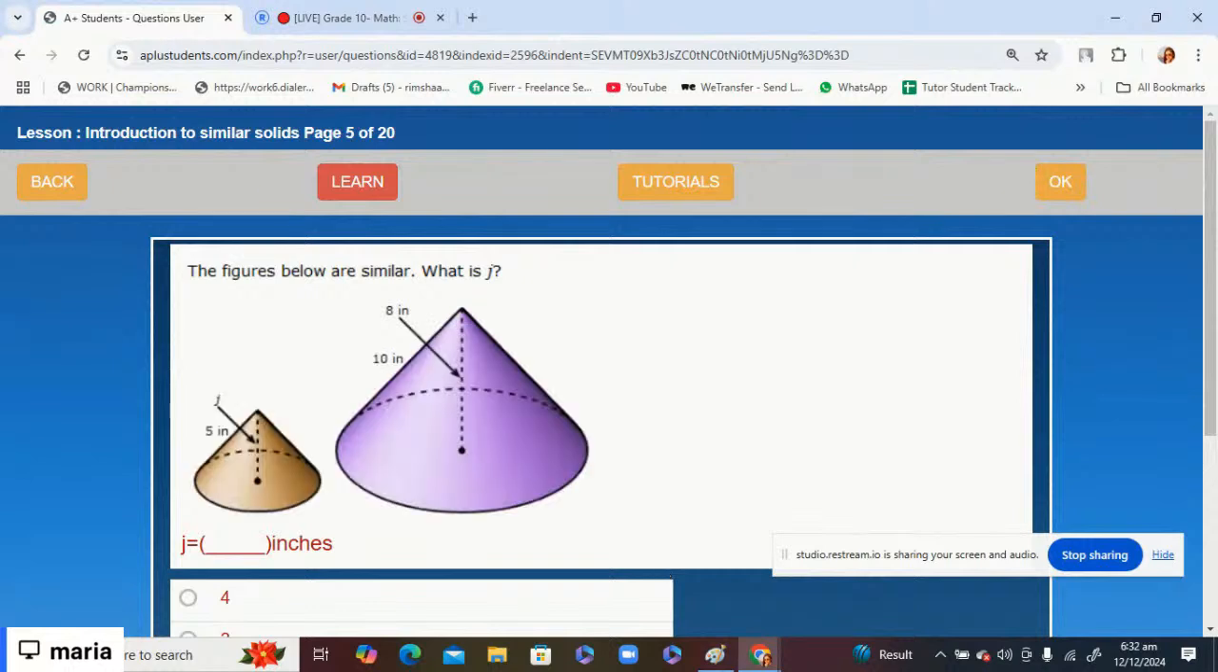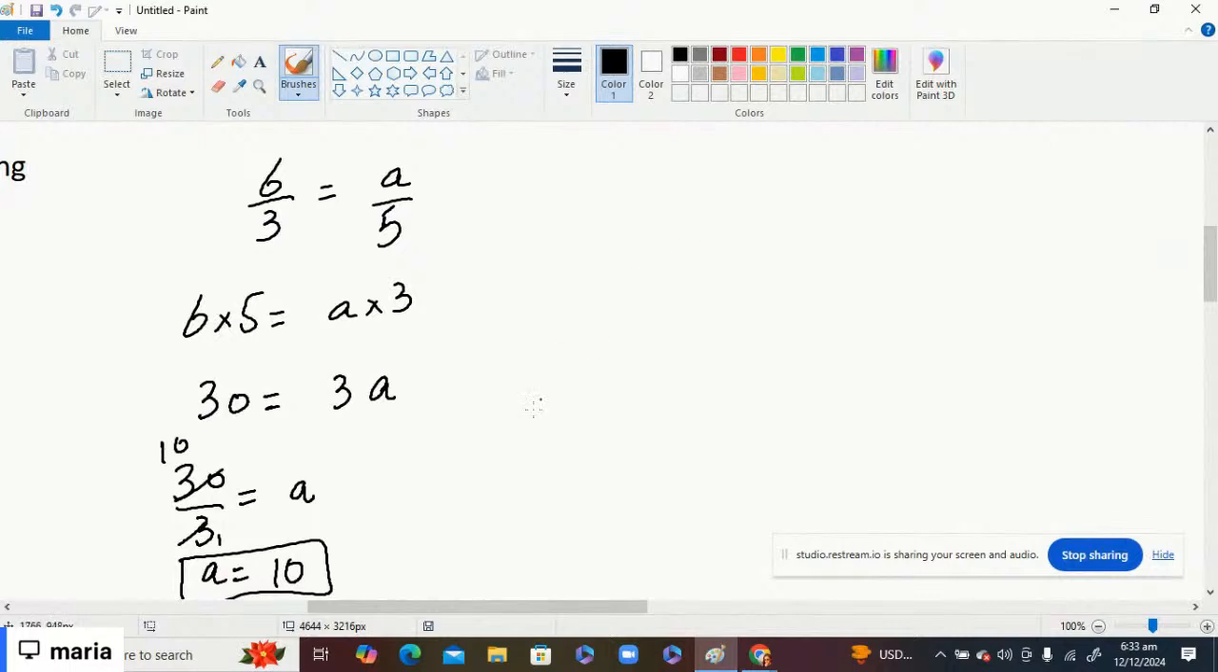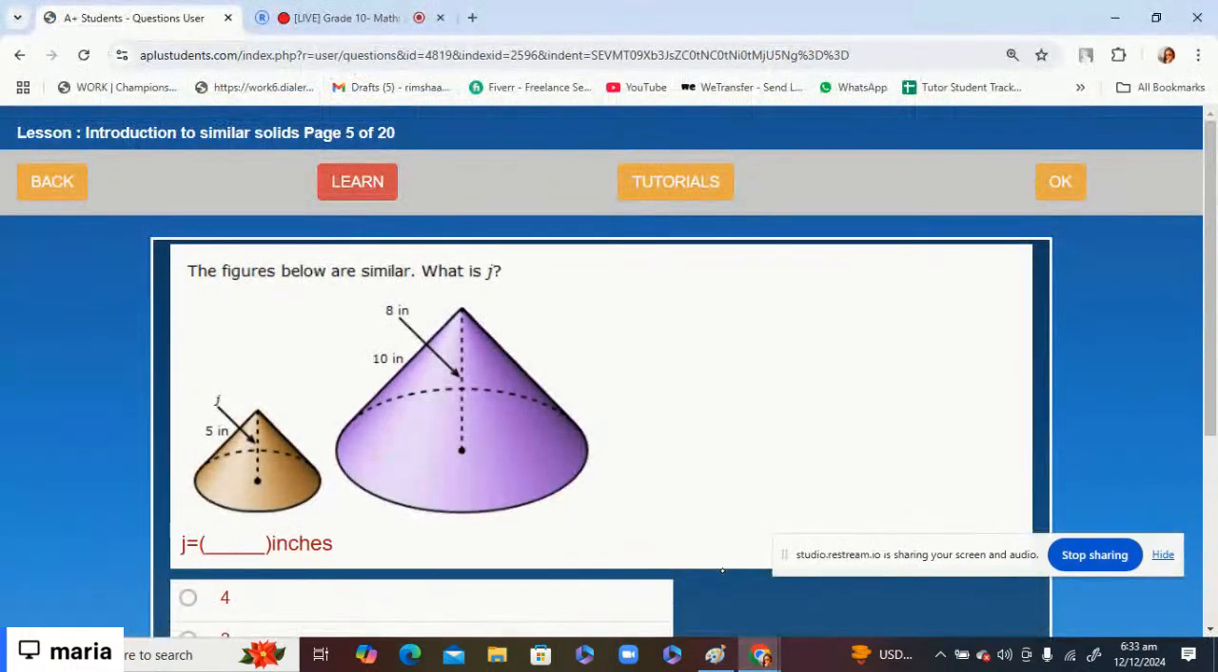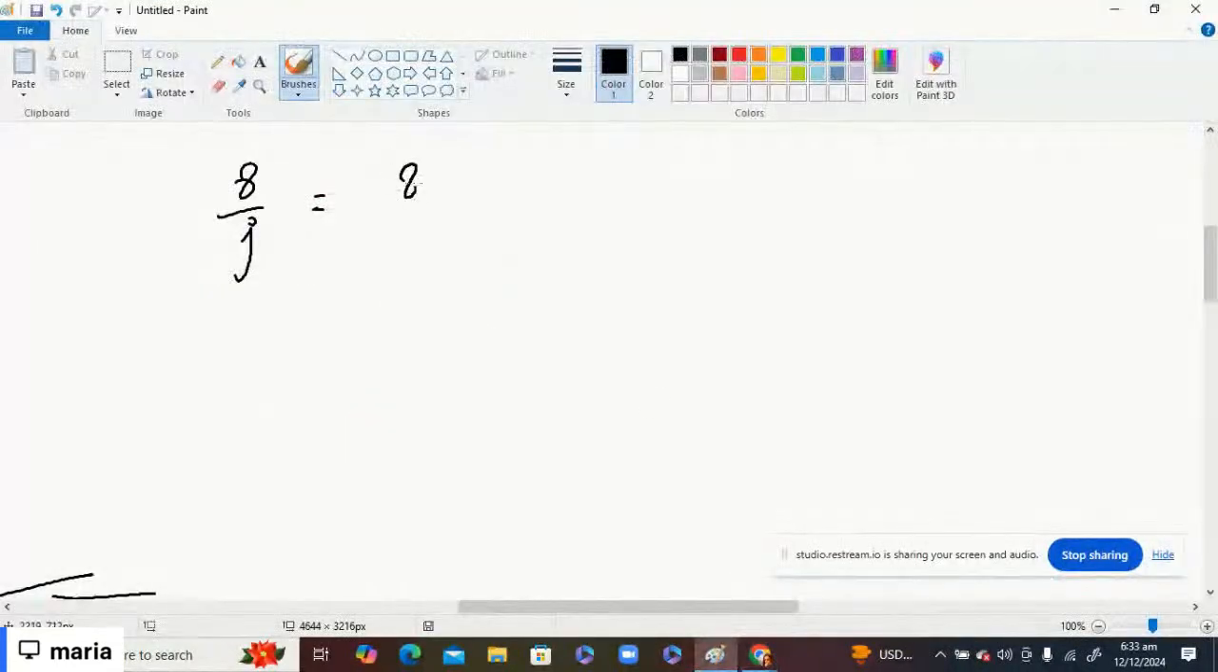All right. Okay, look. 8 inches and 10 inches, both the values are given. And in the small one, only 5 inches is given. And J is missing. And they also mentioned the arrow like 8 inch is for the big cone and there is a missing J. So this is basically 8 over J, and we are going to find 8 over J and 10 over 5.